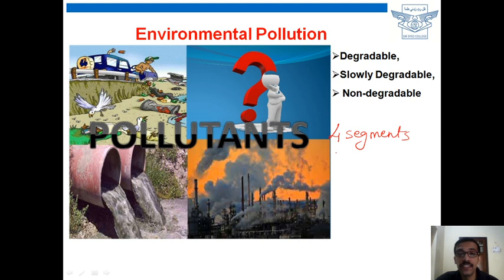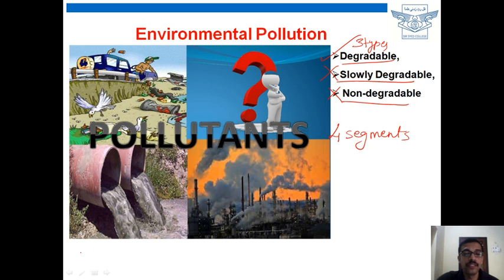So based on the nature of pollutants and the nature of degradability, they are majorly classified into three types. What are those? They are degradable pollutants, slowly degradable pollutants, and non-degradable pollutants. Which is the most preferred one? It is obviously degradable, whereas these two are least preferred, because we have to minimize the generation of non-degradable as well as slowly degradable pollutants. That is very important.